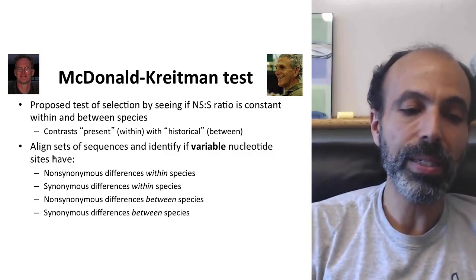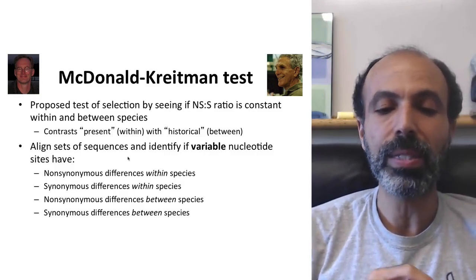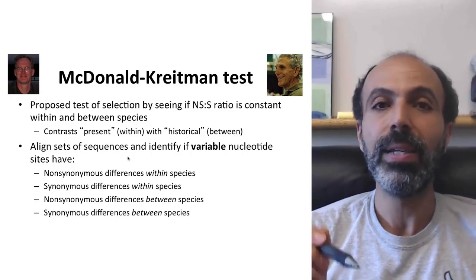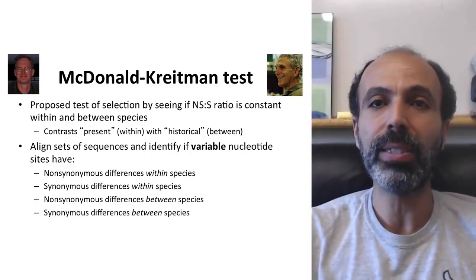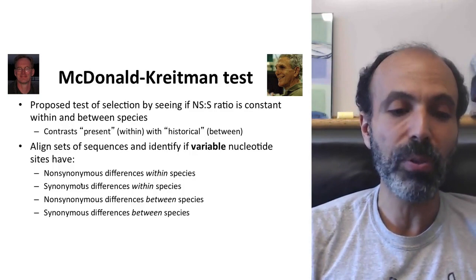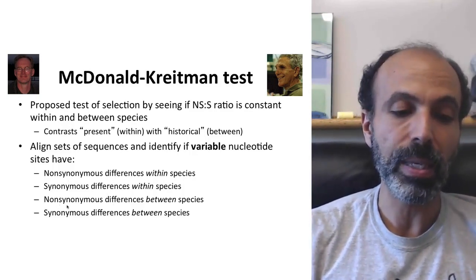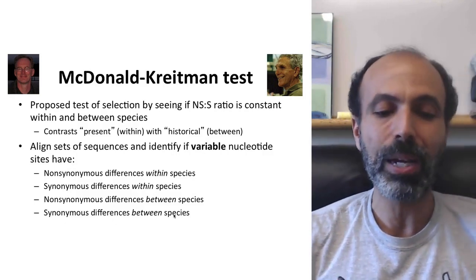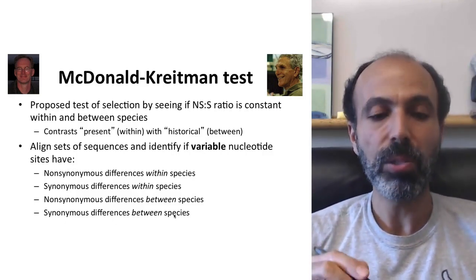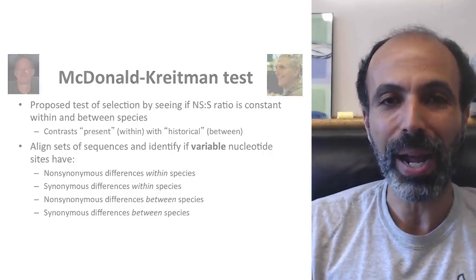So what they do is they align sets of sequences and identify the variable nucleotide sites. And they basically just have this 4-cell test where they identify each difference as a non-synonymous difference within species, a synonymous difference within species, a non-synonymous difference between species, or a synonymous difference between species. So let's try this. That was a lot of words. Let's try it in practice.